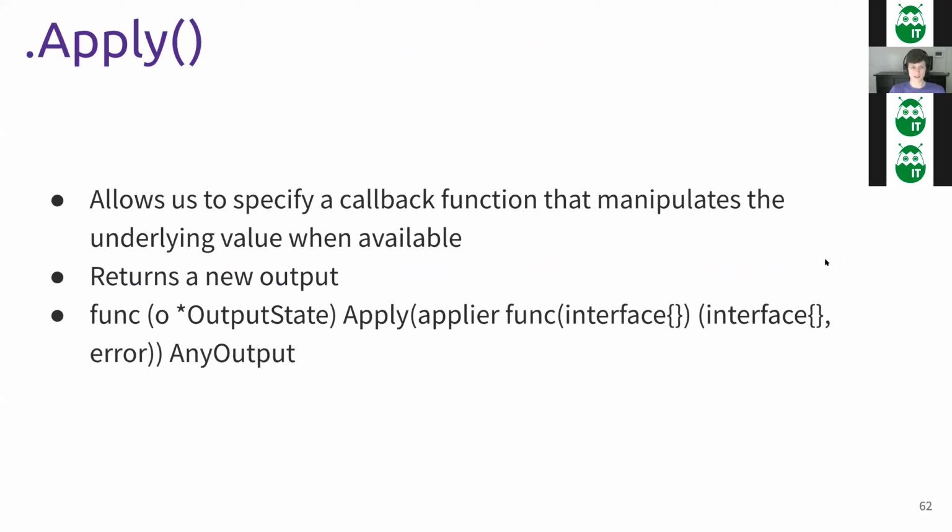Well, that's why Pulumi has something called apply. And apply allows us to specify a callback function that manipulates the underlying value when it becomes available and produces a new output. So we can call apply on our port and then return a URL that contains that port after the fact.